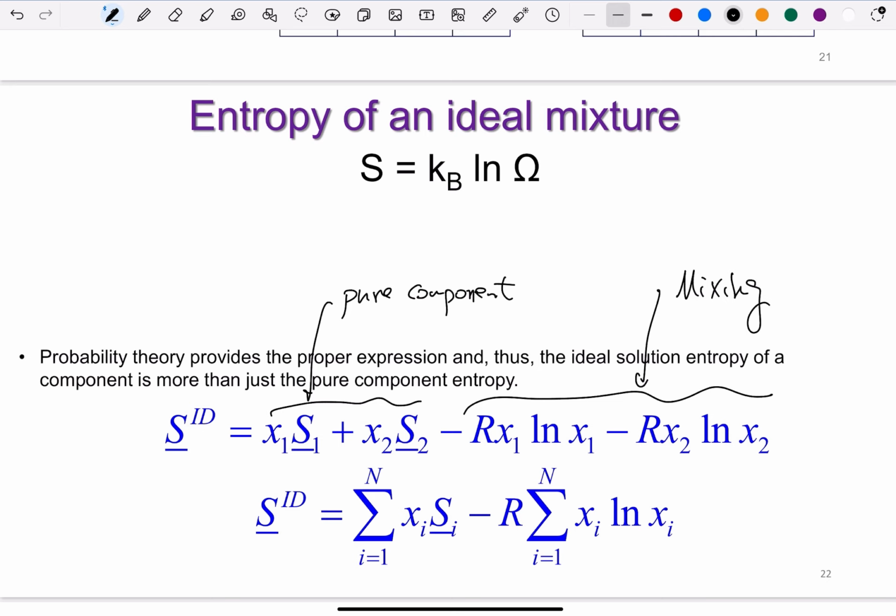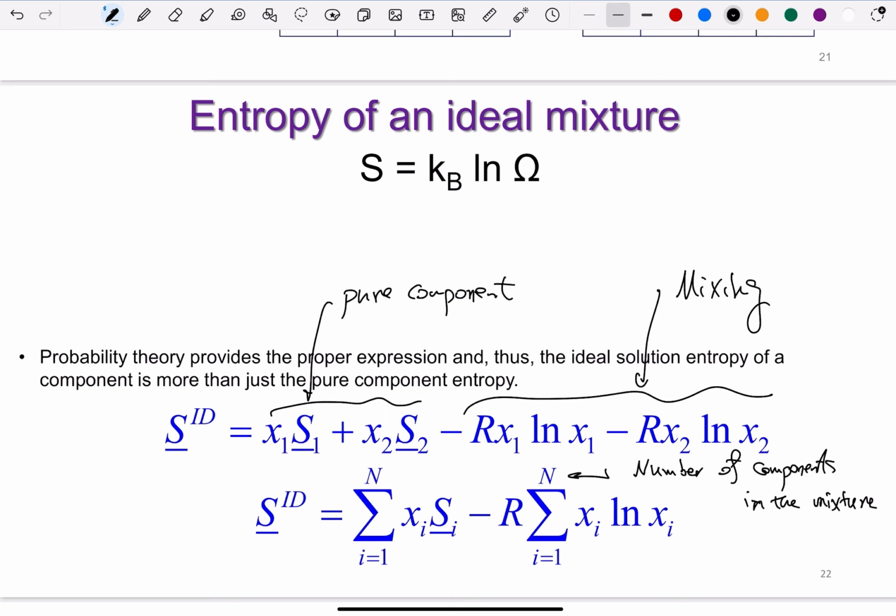If you increase the number of the components to more than 2, that's fine. You're just going to put it in a sigma that runs from i to n, where n is the number of the components in the mixture. And this is mixing ideally. So when you are mixing 2 things ideally, your entropy is going to increase compared to the summation of the pure cases.